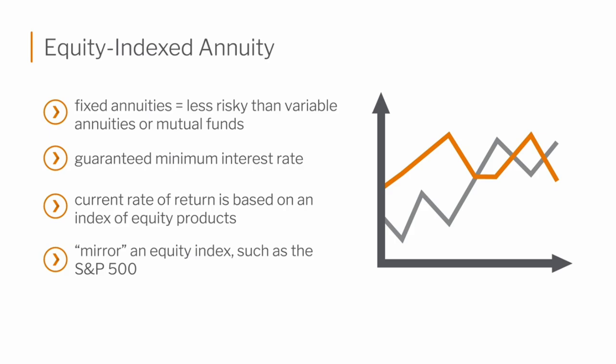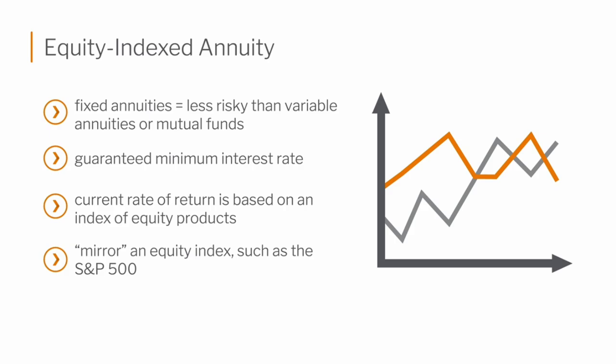The current rate of return is based upon whatever the index does. So if the S&P 500 is up, then your value is going to be up in the same exact way that the Standard & Poor's 500 is. If the Standard & Poor's 500 is down, then your annuity is going to be down and exactly mirror the activity, if you will, of that index.